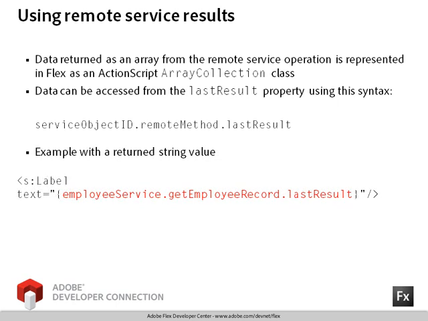If the service call returned a simple string and the service operation is named employeeService.getEmployeeRecord, then the string is accessed by typing employeeService.getEmployeeRecord without any parentheses to denote the method, and then .lastResult.